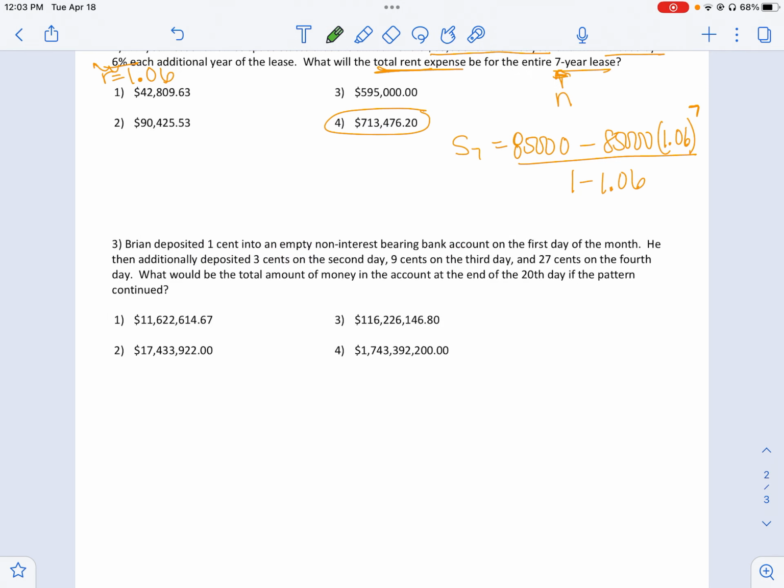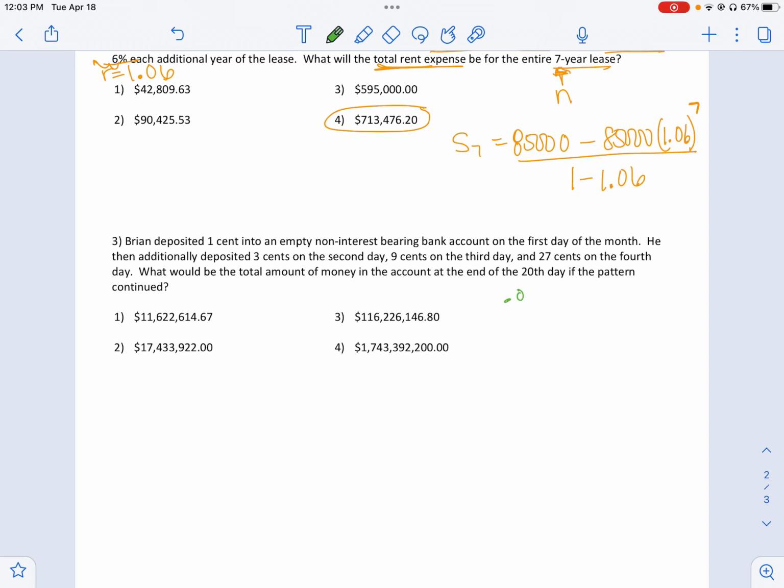Brian deposited 1 cent into an empty, non-interest-bearing bank account on the first day of the month. He then additionally deposited 3 cents on the second day, 9 cents on the third day. So here they're giving you the sequence. They're giving you the first 3 terms. And 27 cents on the fourth day. So starting with 1 cent, going to 3 cents, going to 9 cents, going to 27 cents. So if they just wanted to know the total for the first 4 days of the month, we would have the sum of those 4.